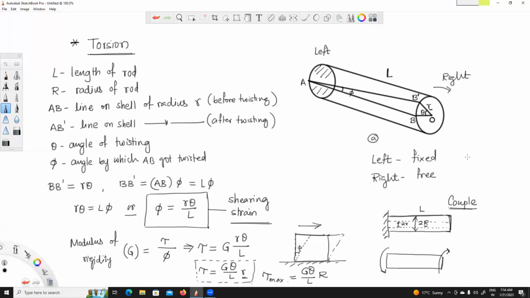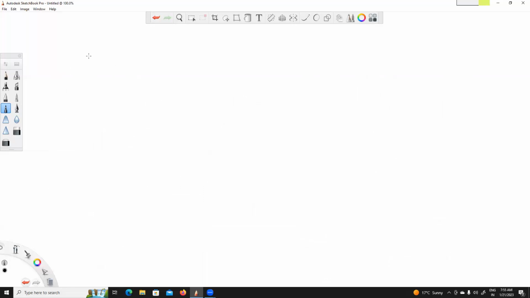Exactly similar to what we have studied in bending moment, as the transverse load is responsible for producing bending moment in the beam, similarly, a couple is responsible for producing twisting moment, and we are going to find next the twisting moment produced here. So again, we'll draw a small diagram over here.